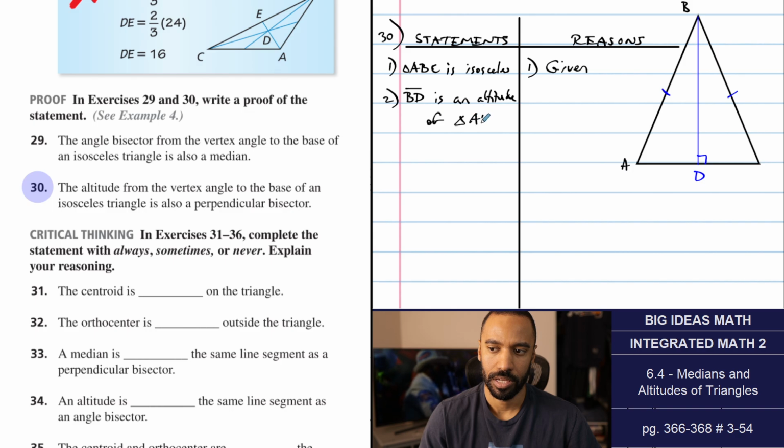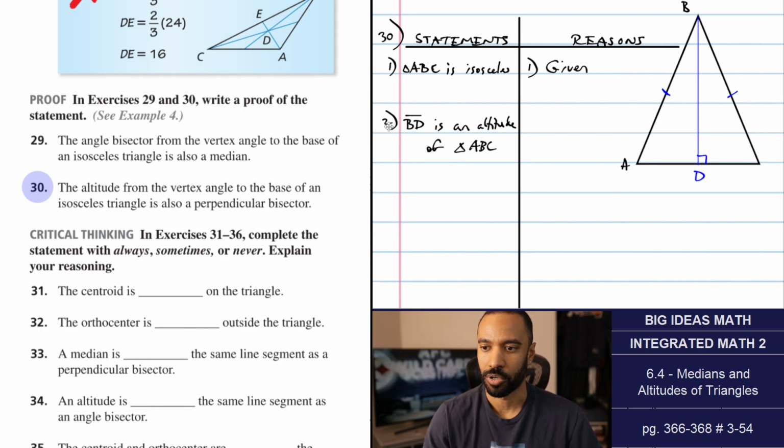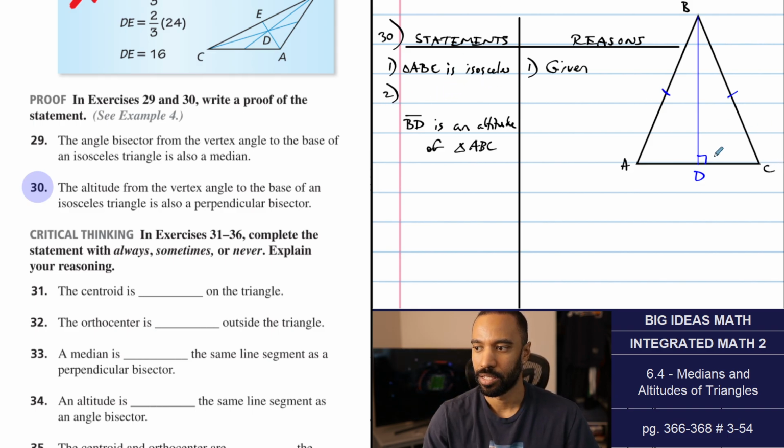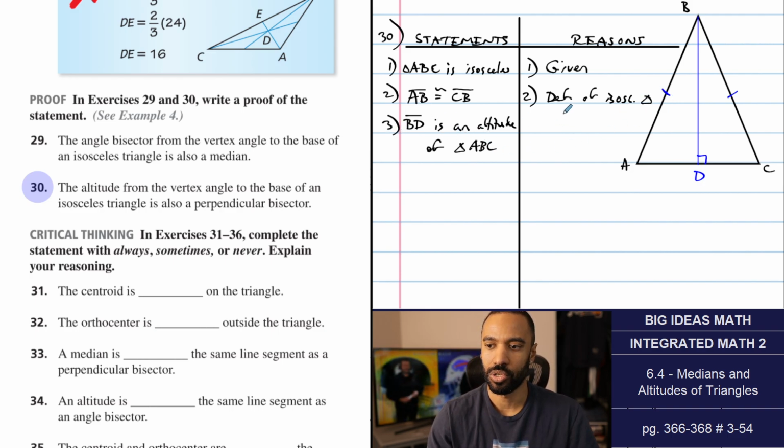What are we proving, by the way, this time? Of triangle ABC. Oh, you know what I want to do this time? Sorry if you already started writing. Let's this time put this right next to this. So segment AB is congruent to segment CB by definition of isosceles triangle. See, this is what I could have kept over here, but this time I'm going to actually put this next to it. All right. BD is an altitude of triangle ABC is also given. We're going to show this as a perpendicular bisector, by the way.